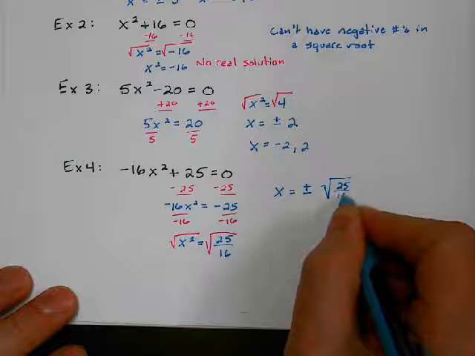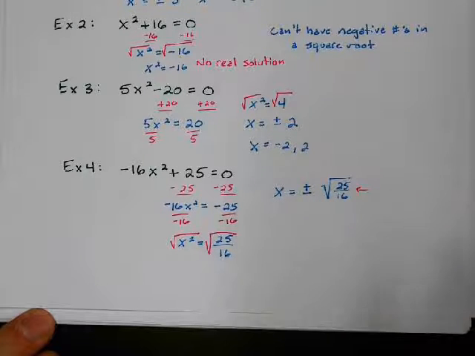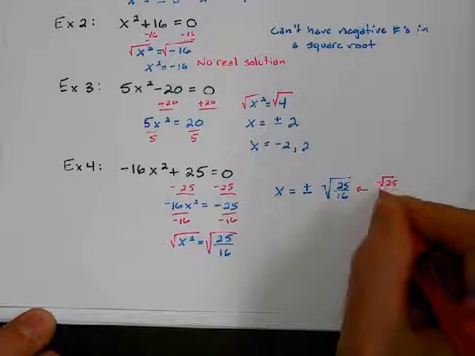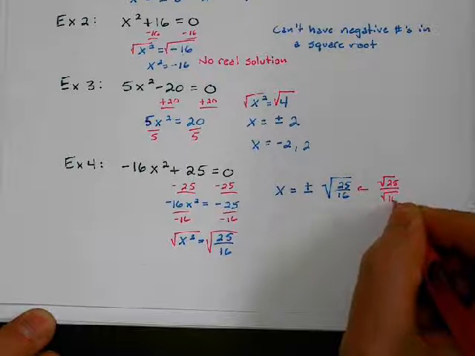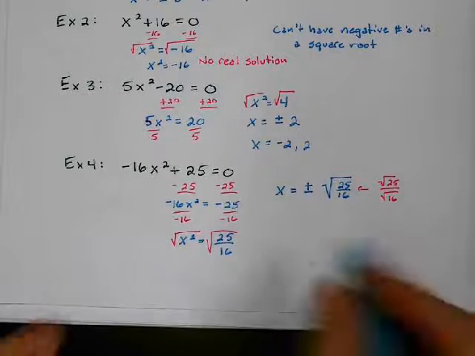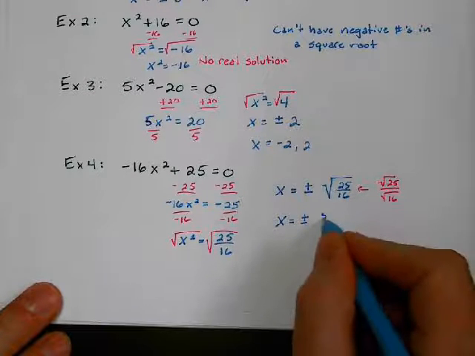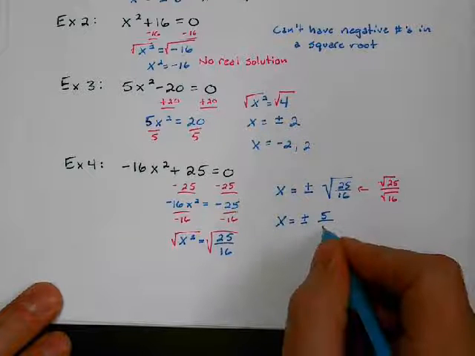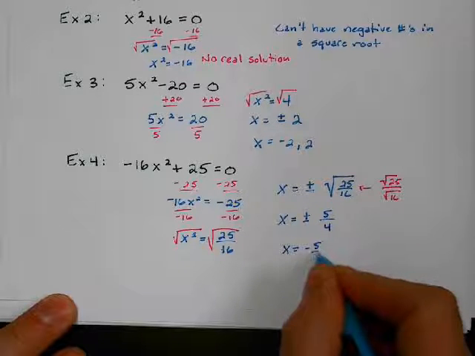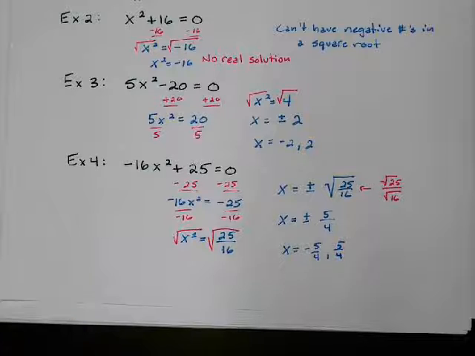We got a fraction here, but one of our rules for square roots, it's been a while since we've done this, is we can take the square root of 25 and put it over the square root of 16. So when the whole fraction is inside the root, we can do it like this. So we're going to get x is equal to plus or minus, the square root of 25 is 5, and the square root of 16 is 4. So I have two answers there. X can be negative 5/4, and x can be positive 5/4. There's my two answers. Negative 5/4, positive 5/4.